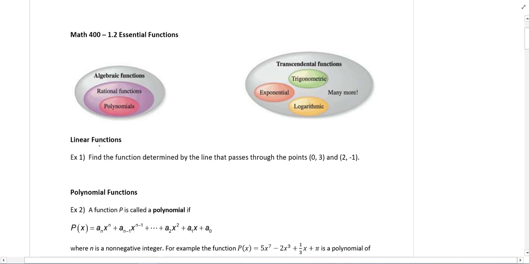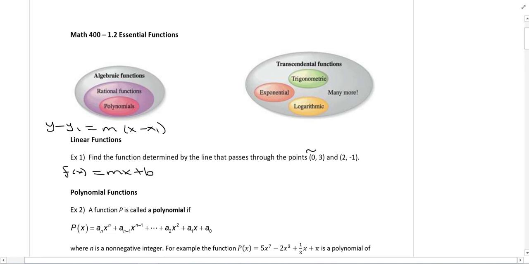So let's talk about our linear function. For a linear function, we know it has the form y equals mx plus b. So we have to find our b and our slope. Another version of the equation of a line is, you can use y minus y1 equals m times x minus x1 when you have 2 points. So here, find the function determined by the line that passes through these 2 points.